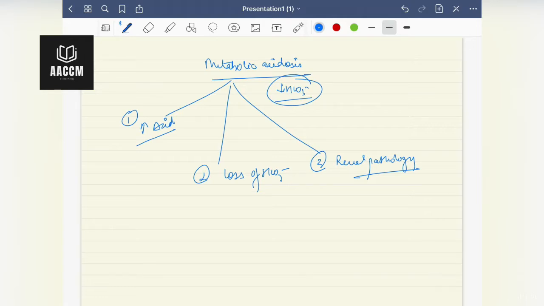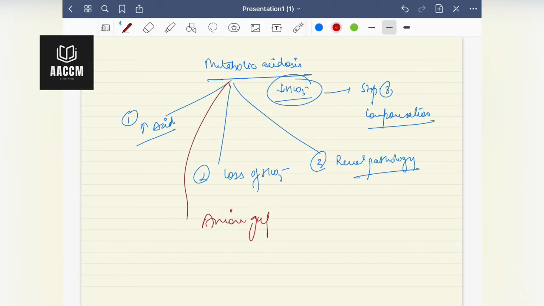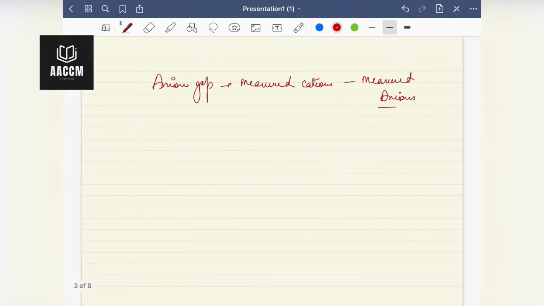So, once we have diagnosed that the primary defect is metabolic acidosis, and in step 3 we have seen whether there is compensation or not, we have to further substantiate our points in the ABG analysis by calculating something called the anion gap. Now, what do I mean by the term anion gap? Anion gap stands for the difference between the measured cations and the measured anions.